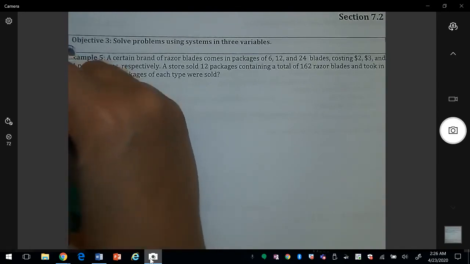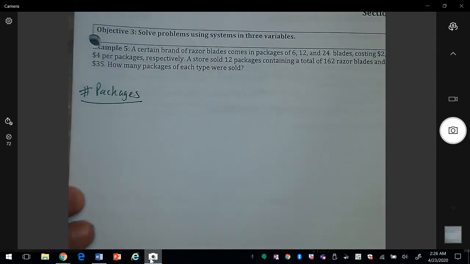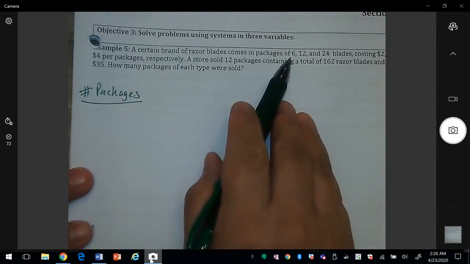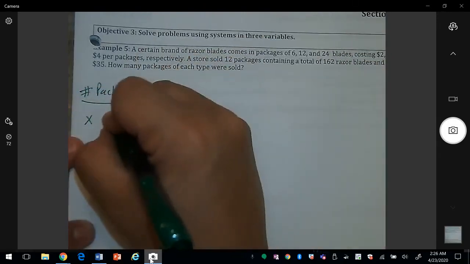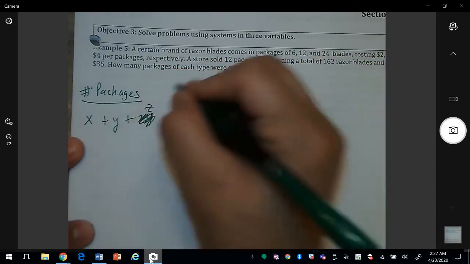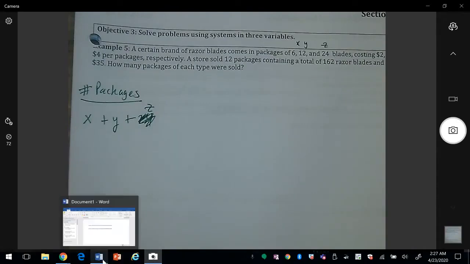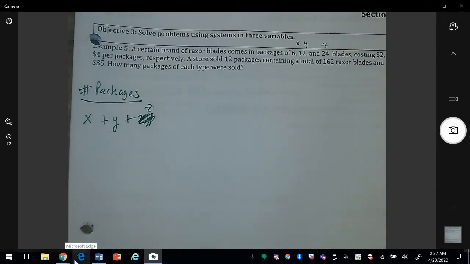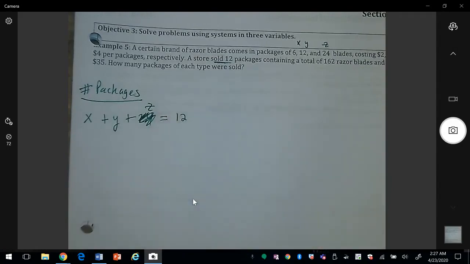Okay, so the first thing we can look at is the number of packages. We bought packages of 6, let's call those X. Packages of 12, let's call those Y. And packages of 24, let's call those Z. And we know that all together, it should give us a total of 12 packages. So that's the equation for packages.